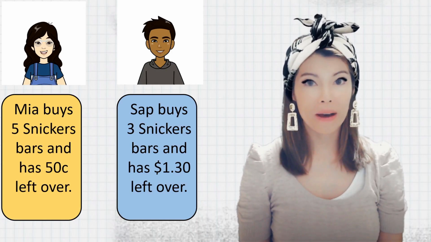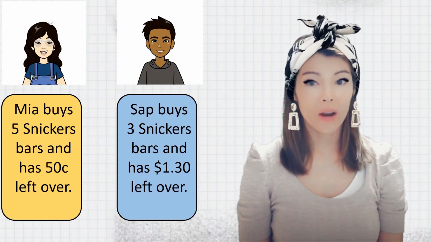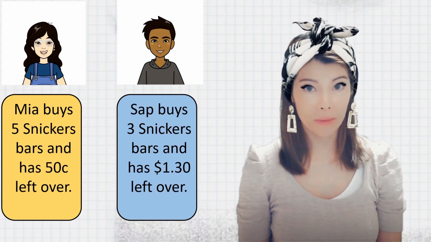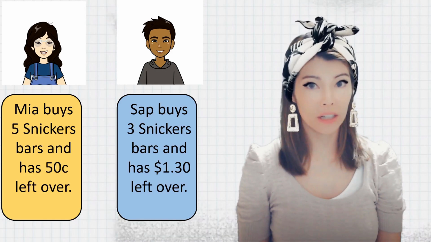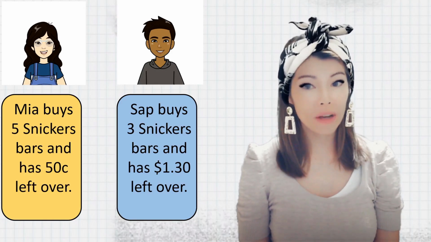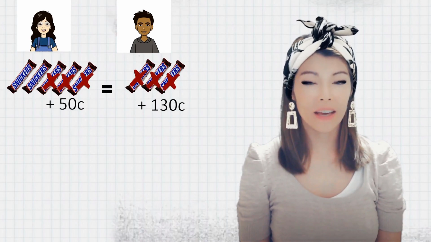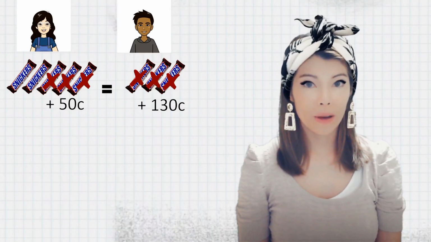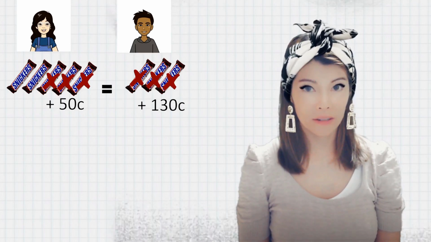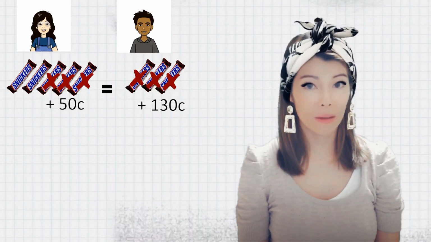What if Mia buys 5 Snickers bars and has 50 cents left over, whereas Zap buys 3 Snickers bars and has $1.30 left over? If they started with the same amount of money, how much does 1 Snickers bar cost? So 5 Snickers bars and she has 50 cents, and 3 Snickers bars and $1.30. Now I've written it as 130 cents because we have to use the same units.